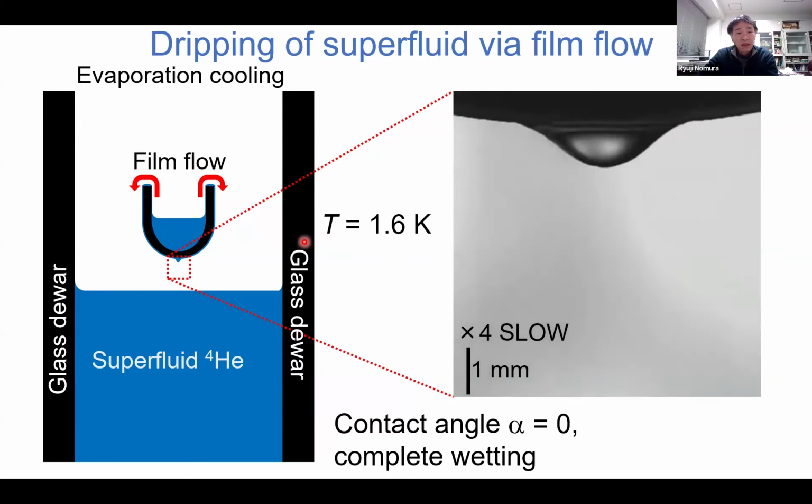The reason that we have such a film flow is that liquid helium completely wets the wall over all kinds of substrates. So first, let me explain this wetting.